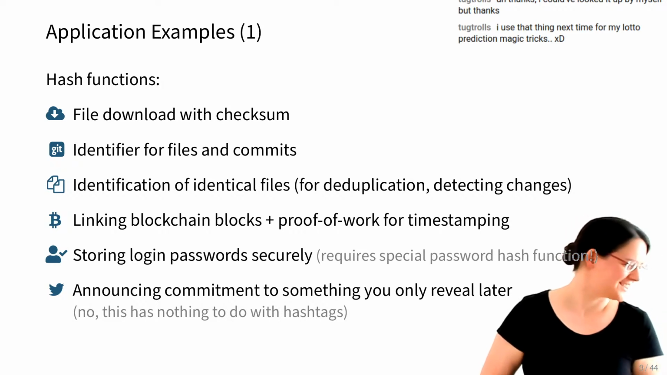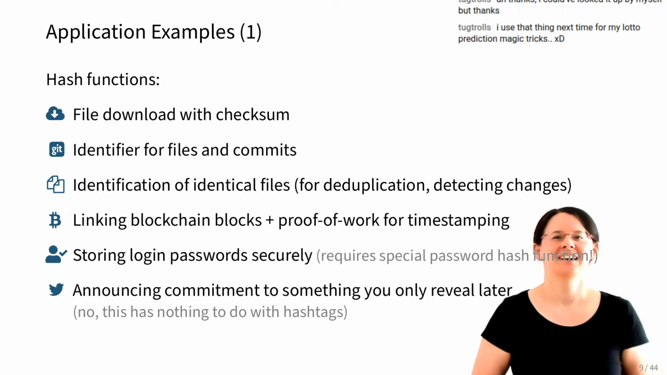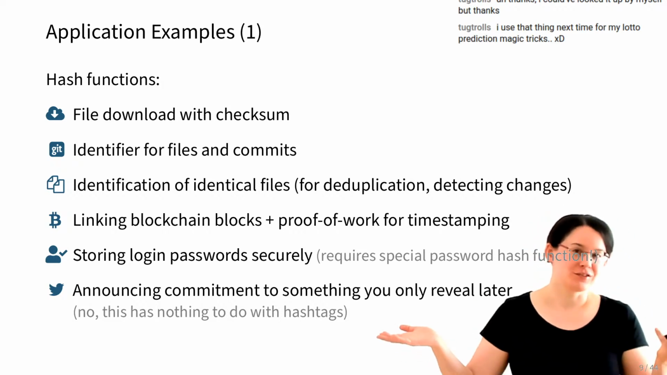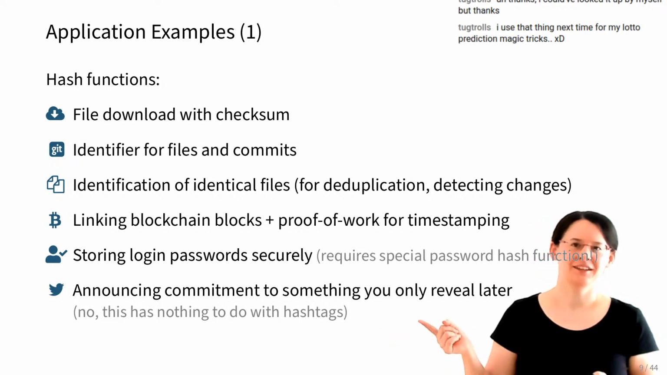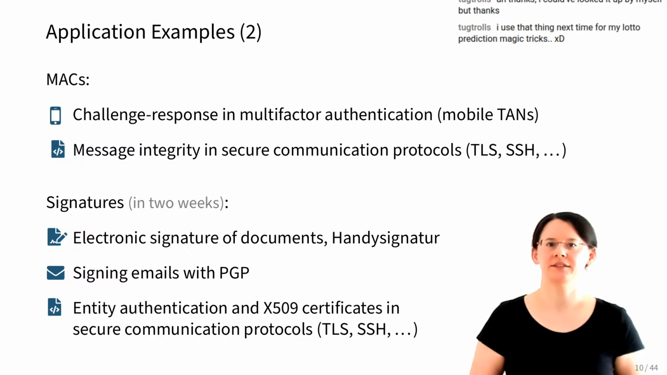For your lotto prediction tips, yes, that's something that you would use a commitment scheme for. So if you want to prove that you already know the lotto numbers ahead of time, use a commitment scheme with a hash function inside. Let's have a look at applications of the keyed variants.